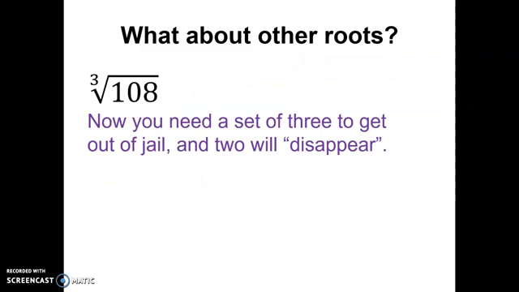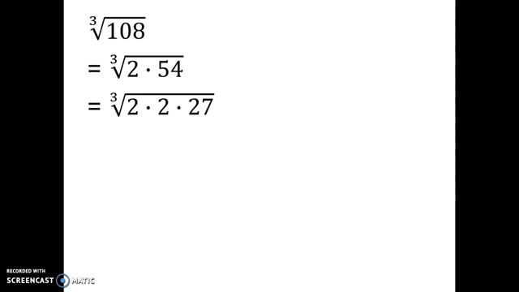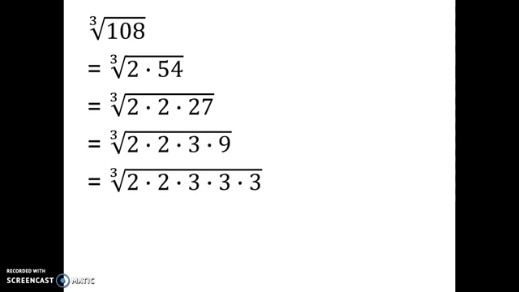What about other roots? This is the cubed root of 108. So to do this, instead of needing twins, I would need triplets or a set of 3 to get out of jail. Looking at it as an example, I would first find the prime factorization. So I have 2 times 54. We keep going until we get it as small as it can be.